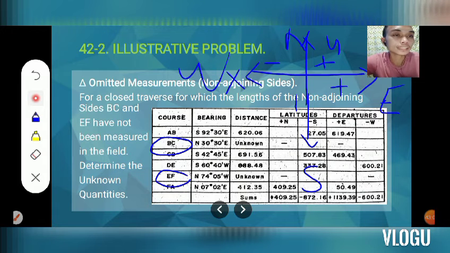Then for the departure, we have 619.47, 469.43, and 50.49. We come up with a sum of 1139.39, which is positive because it is east, and the sign of east is positive. Next, in west, 600.21. Since it is going west, we can conclude that it is negative, negative 600.21.